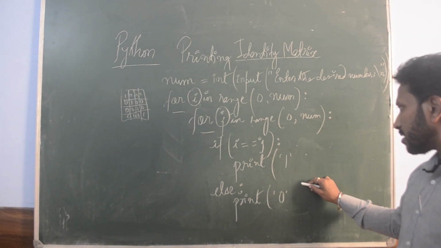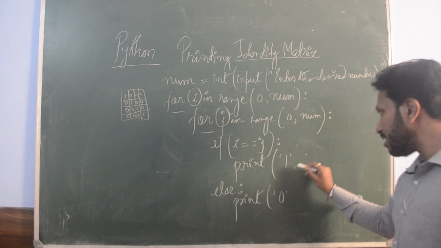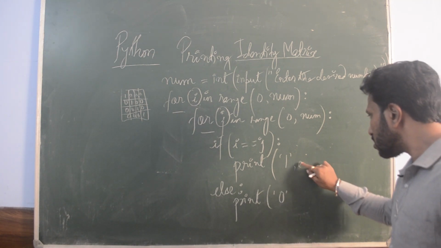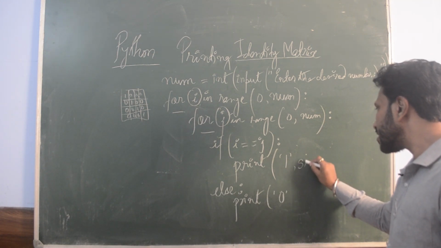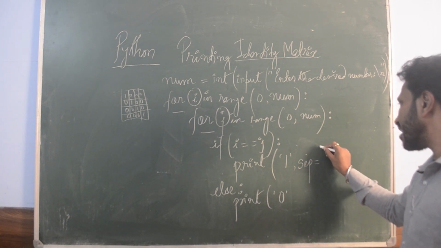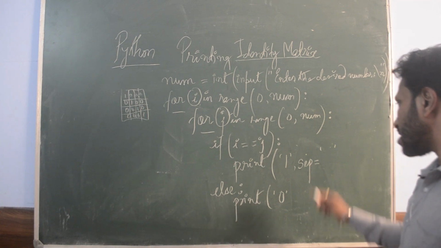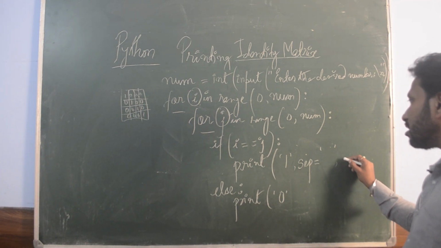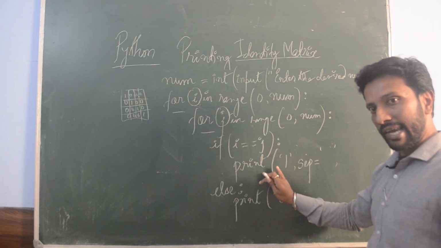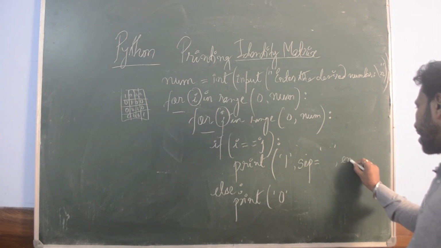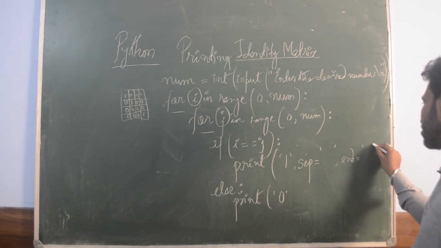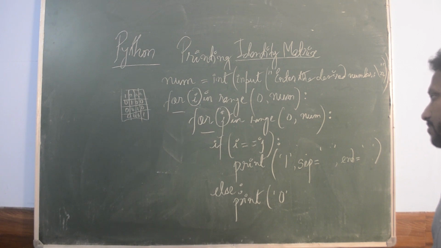1, then I will give comma separator is equal to an empty string, so that I can give the space, and after that, to keep the control in the same line, I will use end is equal to this empty string. So now it is done.